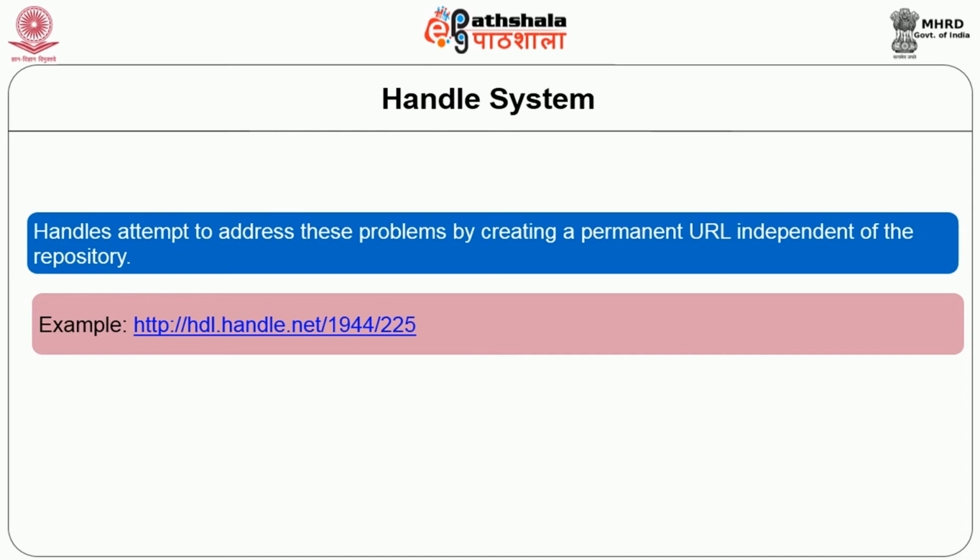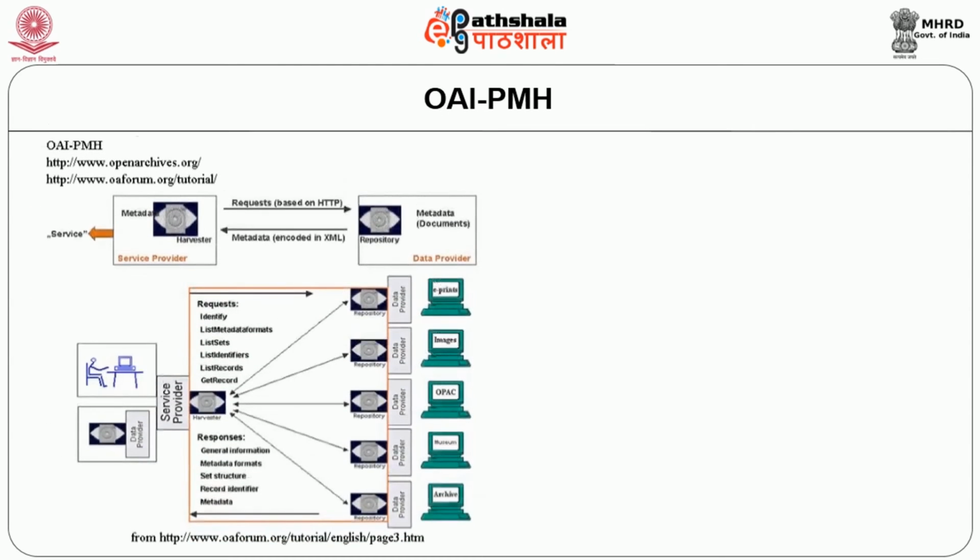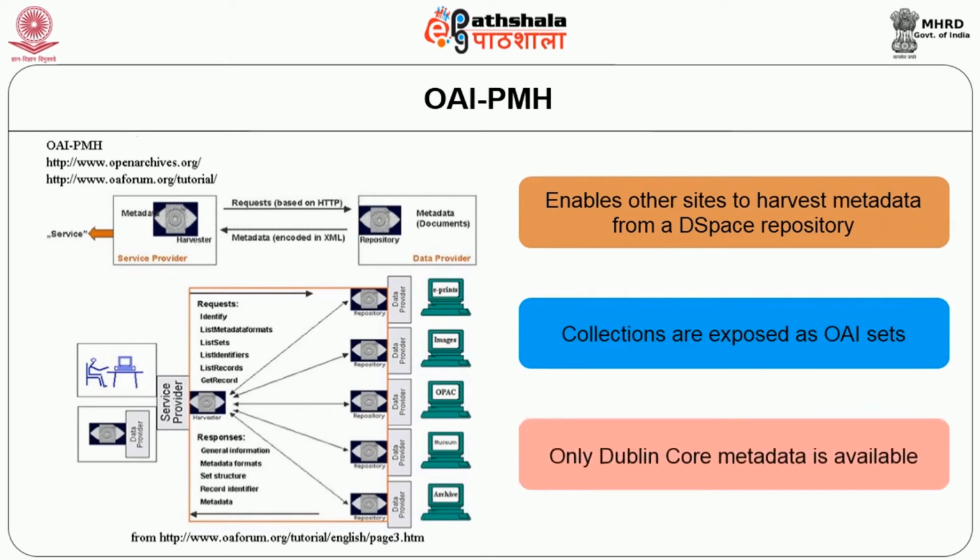handle. Then DSpace allows sharing data by using OAI-PMH, enabling other sites to harvest metadata from the DSpace repository. OAI-PMH stands for Open Archives Initiative Protocol for Metadata Harvesting. It's a protocol for sharing digital objects between servers. So if I make my repository OAI compliant, once it is compliant, other repositories will be able to harvest the metadata. They can take all the metadata content and put it in their server or their portal. So that is possible with OAI-PMH. This is generally used for metadata sharing.